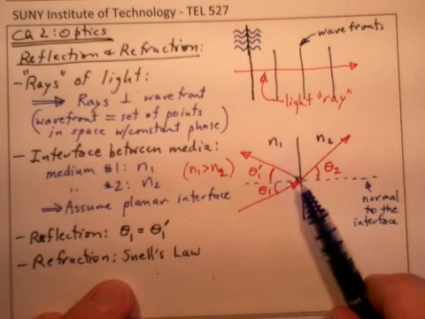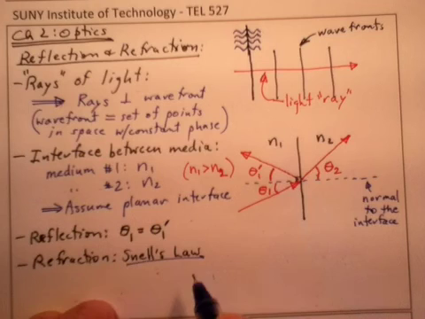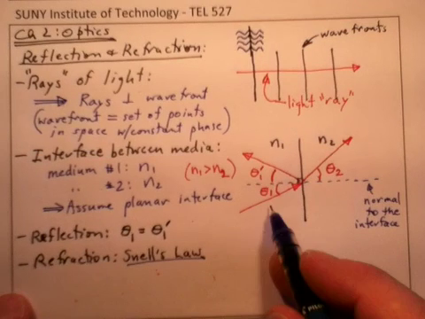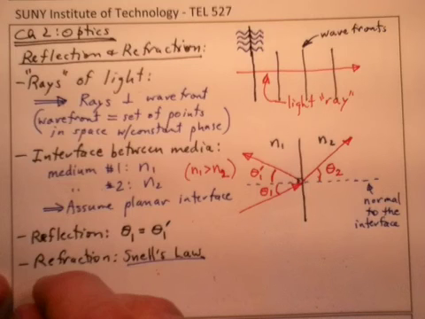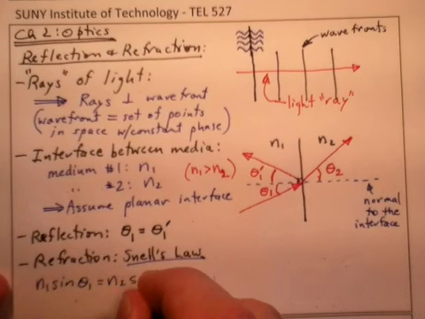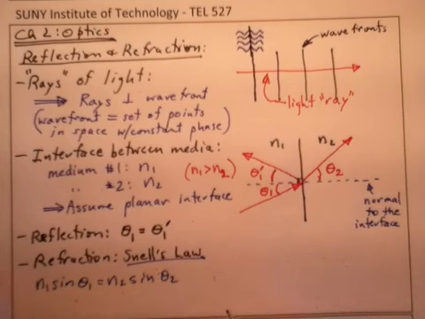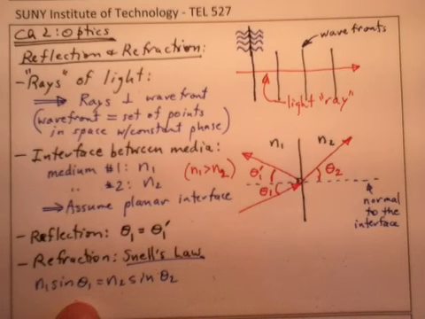And the rule that governs this is called Snell's law. I think the French call it Descartes's law, probably more properly. And the rule is that N1 sine theta-1 is equal to N2 sine theta-2. Okay? Where these angles are measured from the normal. And this is Snell's law.